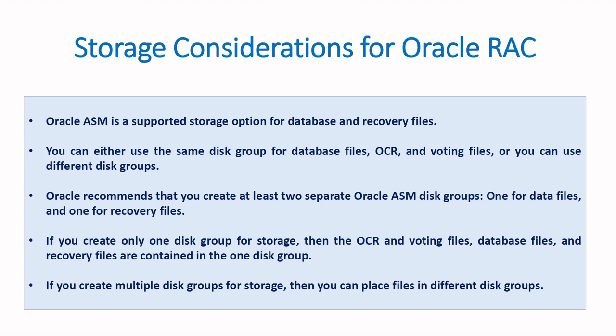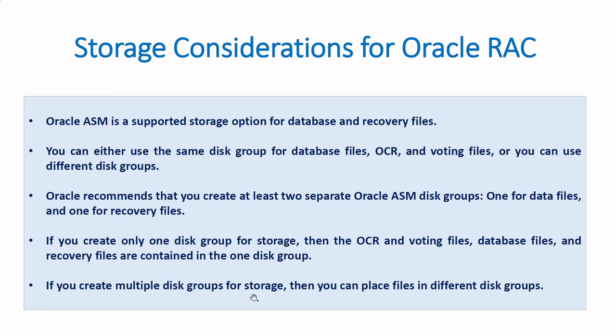Oracle recommends that you create at least two separate Oracle disk groups, one for the data file and one for the recovery. The recovery file is nothing but the FRA, fast recovery area. So Oracle says that you should at least have one for the data file and one for the recovery file. Now, if you create only one disk group for the storage, then OCR, voting files, data files and recovery files are contained in one disk group. It is possible to have only one disk group and store absolutely everything: OCR, voting files, data files, the FRA, recovery files, etc., in the same disk group.